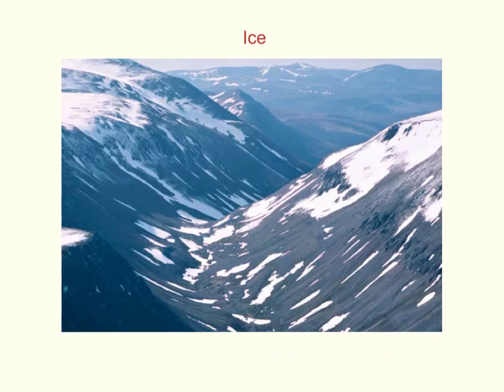Now we are going to move on to ice erosion. What probably happened here was there was a big glacier, and the glacier cut through the land, forming these here mountains. This is the first example of ice erosion.